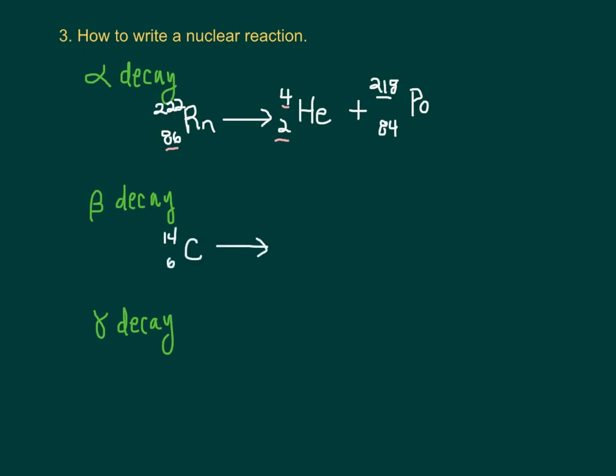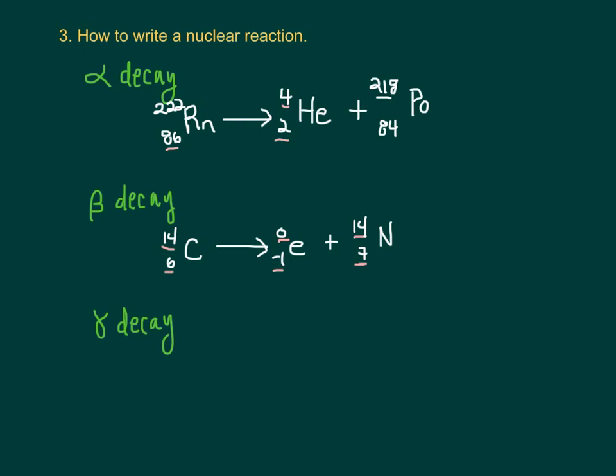To write a beta decay equation, well, you know that you're going to be producing a high energy electron. And again, it just becomes math. So whatever number you have here and whatever number you have here on your product, those have to add up to this number right here. So 0 plus 14 equals 14. And then same thing down here. You have a negative 1, and whatever you add it to down here has to equal 6. So that means this should be a 7. So 7 plus negative 1 equals 6. And then if you look this up on your periodic table, you'll realize that you have nitrogen.